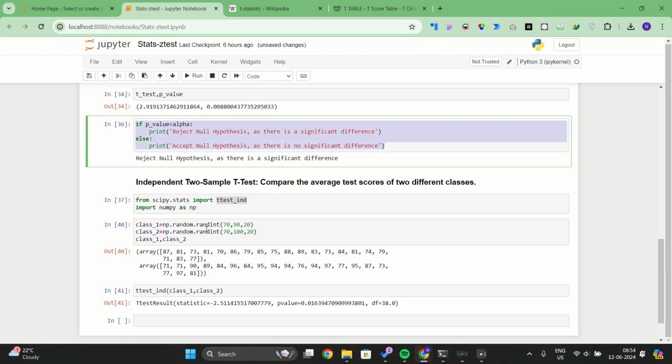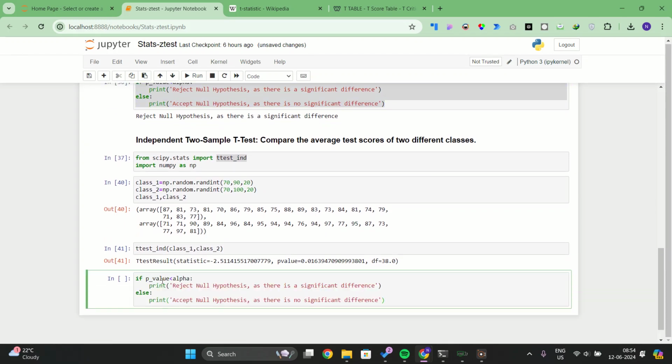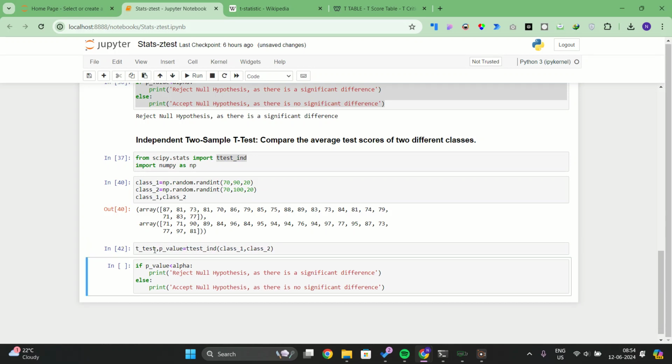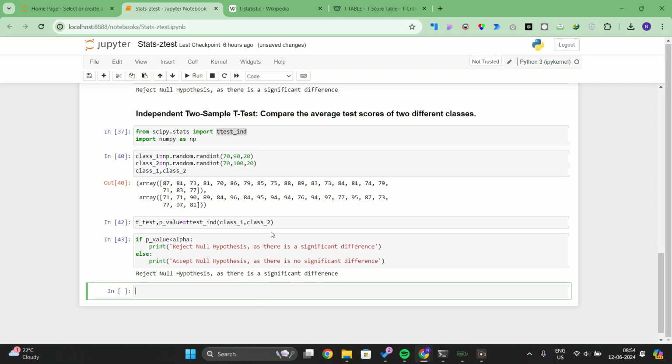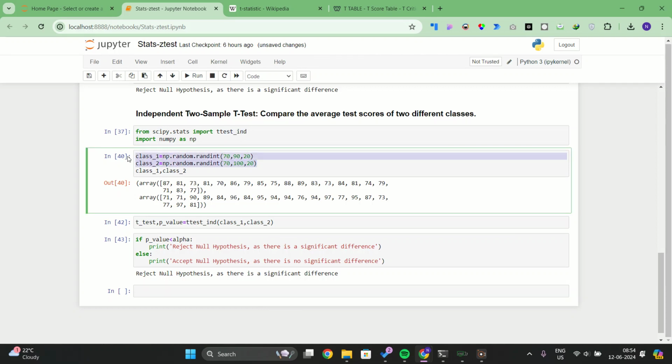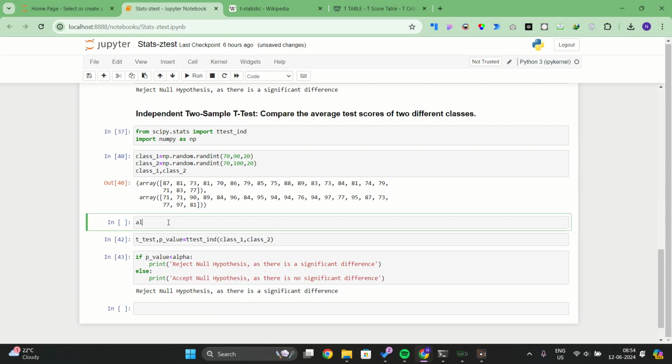Again, similarly, since our p-value is less than the alpha value, we are going to reject the null hypothesis. So we are going to say that between these two samples, there is a significant statistical difference comparing the mean, and we consider the p-value to be lesser than the alpha value, which was set to be 0.05.